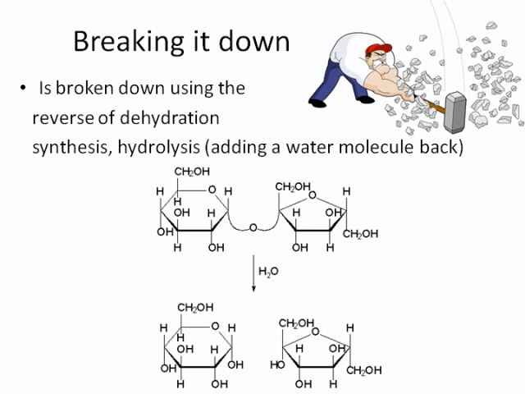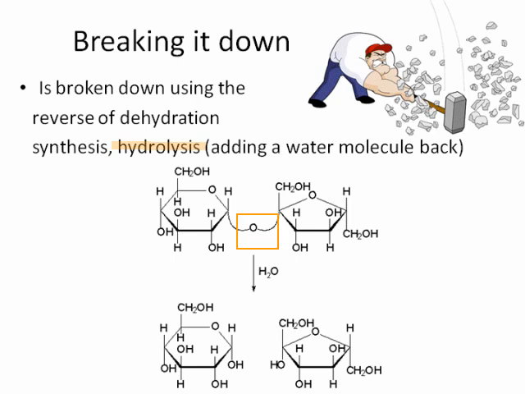If we want to break this stuff down, then what we simply need to do is the reverse of dehydration. If we're going to do the opposite of dehydration synthesis, that means we have to add water back in, which is the process known as hydrolysis. So hydrolysis adds water back into the system, which splits apart the disaccharide or polysaccharide and separates it down into smaller chunks. And again, that's exactly what you're seeing happening right here.